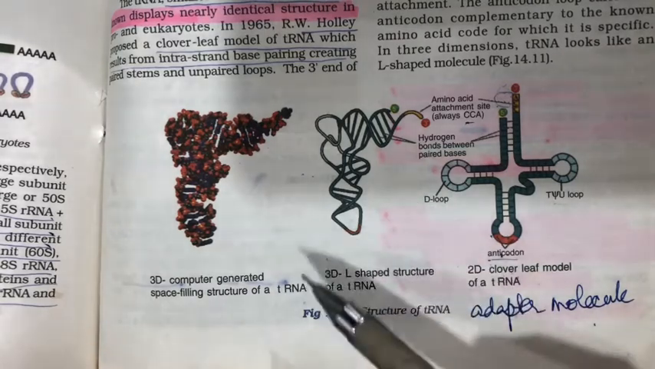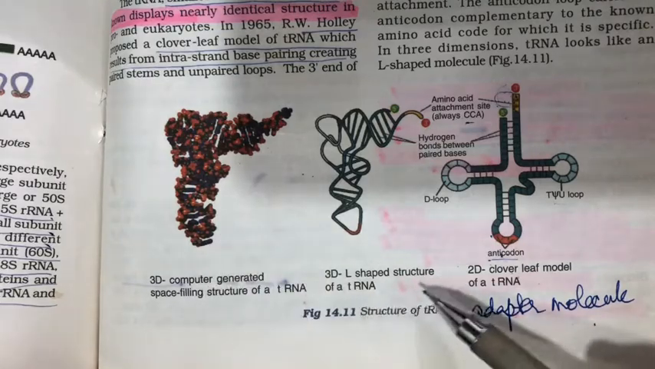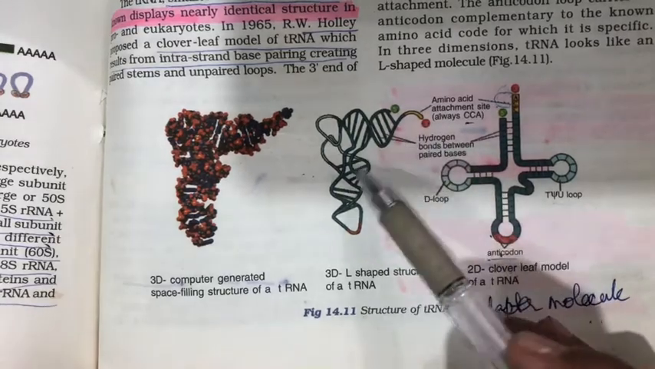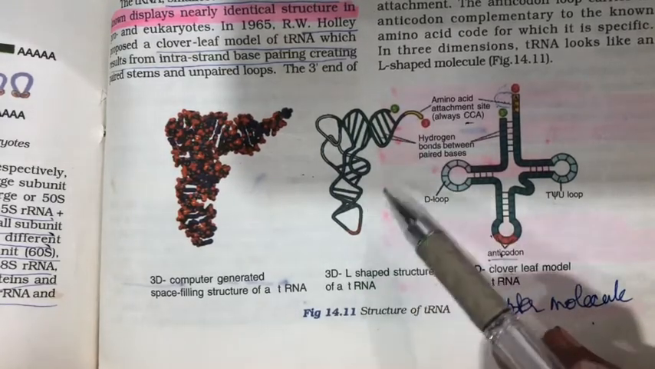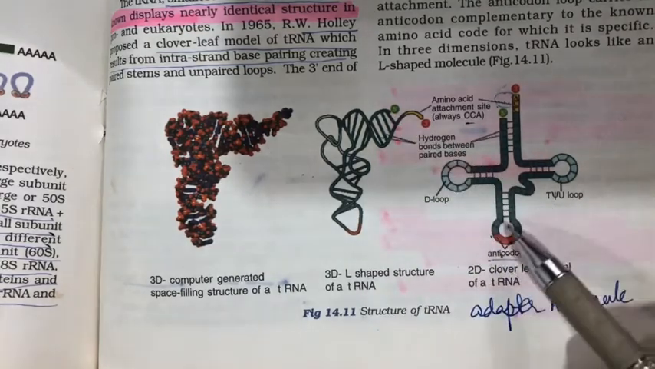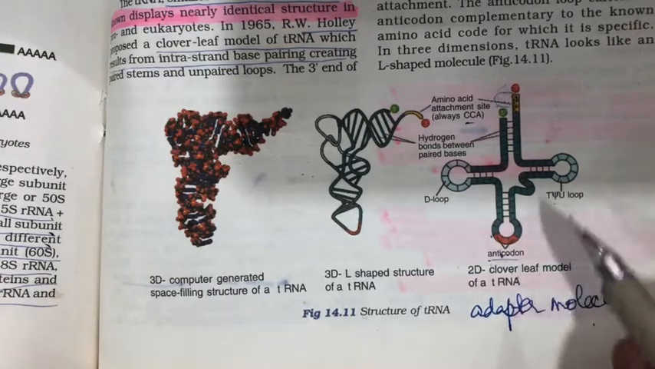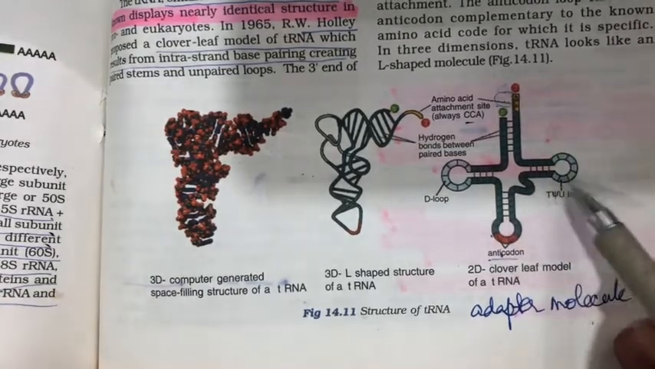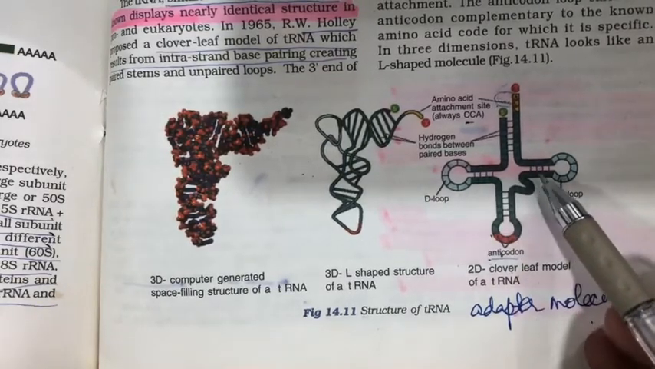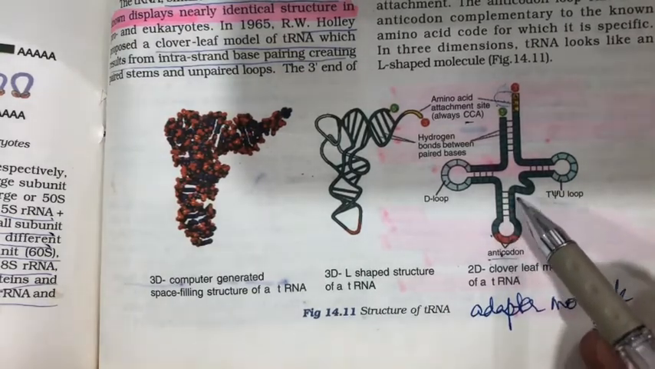Let us see how it looks. It is basically a 3D structure, an L-shaped structure like this with two ends. It is RNA only, but it gets self-coiled and assumes an L shape in 3D. This is the 3' end, the 5' end, and in 2D it looks like a clover leaf model. It has three loops, and there will be some hydrogen bonds in between, where complementary bases get bonded together.